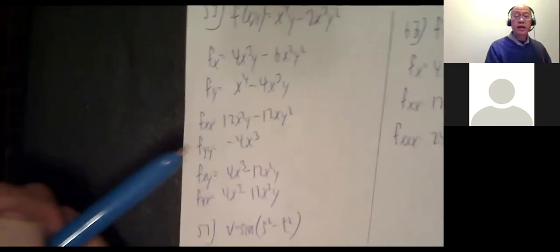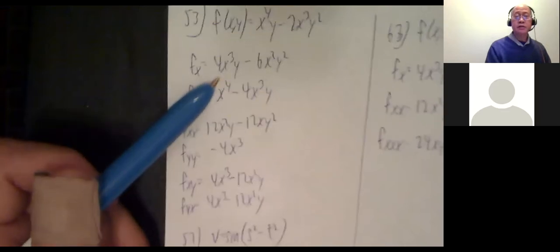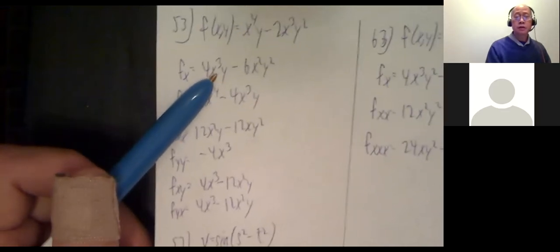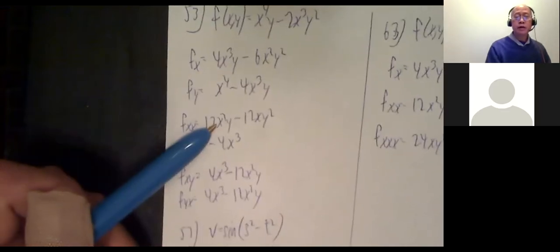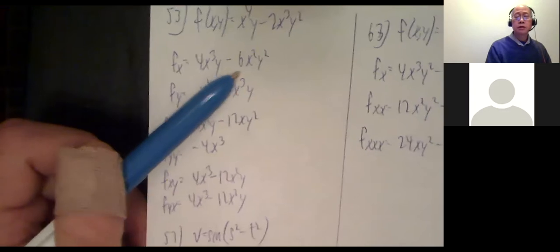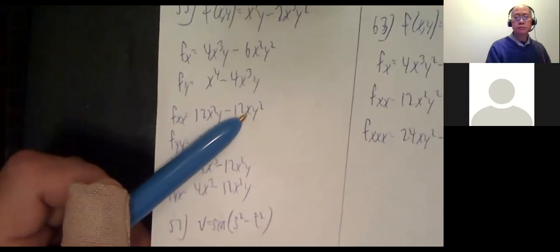Okay, now for the second derivatives. fxx. I take the derivative with respect to x. Here it is. And I differentiate again with respect to x. So look at this. 12x squared y. Derivative with respect to x, minus 12xy squared.